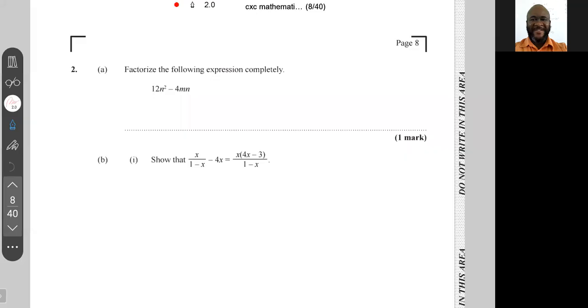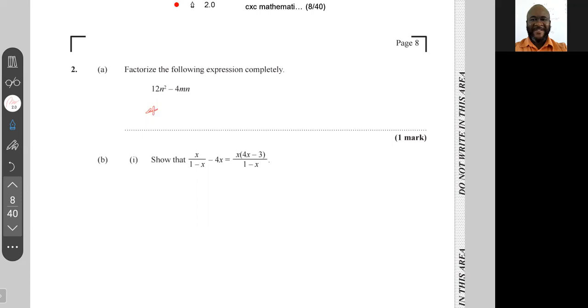All right, so we're still in January 2021, and we're doing question number 2. Question number 2A says, factorize the following expression completely. Now, the first step when you hear the word factorize is to see if there are any common factors among the terms. So we have 4 and we have 12. The highest common factor there is 4. So you're going to put the highest common factor outside of a pair of brackets.